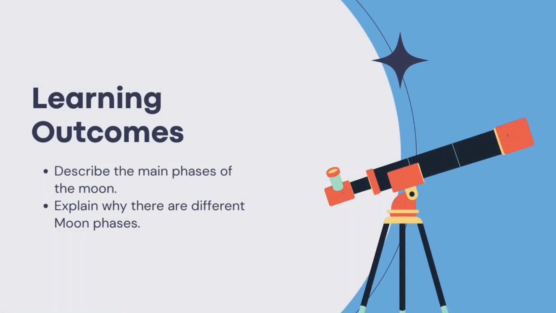So, in this learning session, students will have two learning outcomes. The first one is students will be able to describe the main phases of the moon and explain why there are different moon phases.